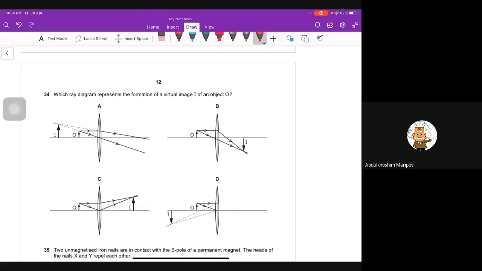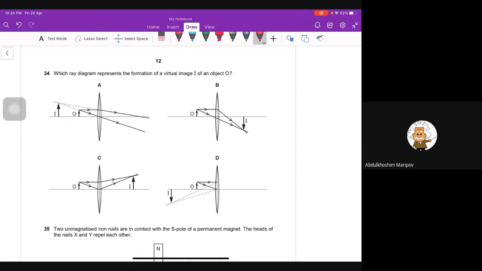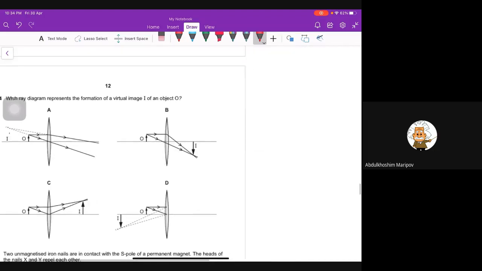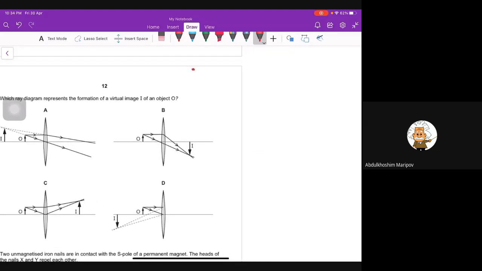34. Which ray diagram represents the formation of a virtual image of the object? Maybe we didn't study this. We studied it actually, but for review purposes, and this will be very quick, guys. A noteworthy point: when forming an image, there are three cases. Imagine we have a lens. This is your focal point f, and this is 2f.